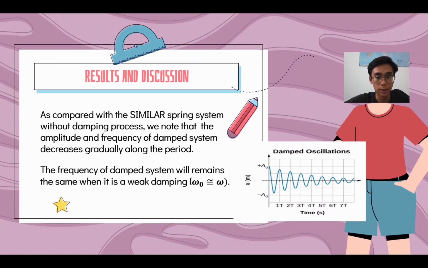The next question requires us to compare the result of our damped system with the undamped system. What we can observe is that for the damped system, its amplitude and frequency decrease gradually along the period. Meanwhile, for the undamped system, its frequency and amplitude remain the same. What we can conclude is that the damping process affects the amplitude and frequency of the system by decreasing them gradually along the period.